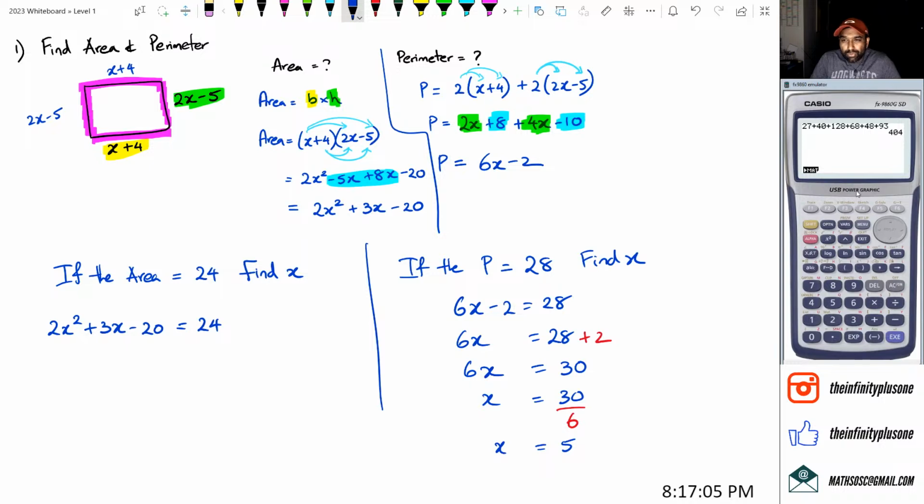Now, as I said in that tutorial when I was working with the quadratics last week, you've got a couple of options. If you know how to do the quadratic formula, you can do that. Some people like to do completing the square. Whatever works for you, you've got to go with that. This is the important part: whatever works for you, you've got to go with that.